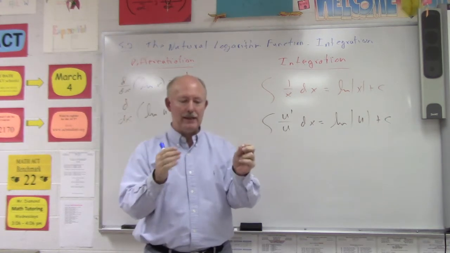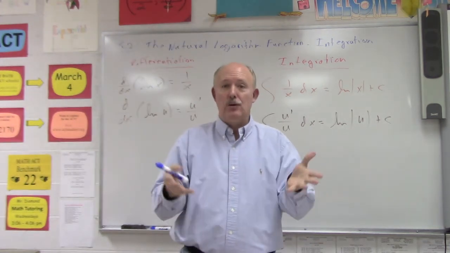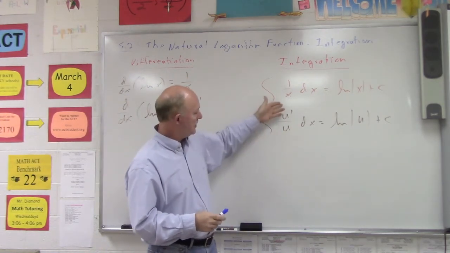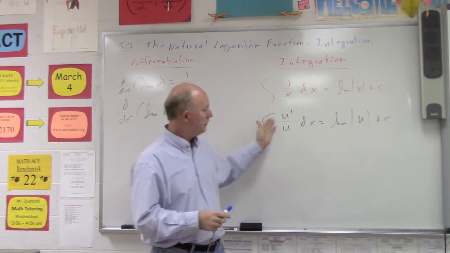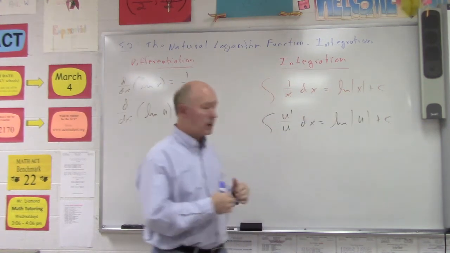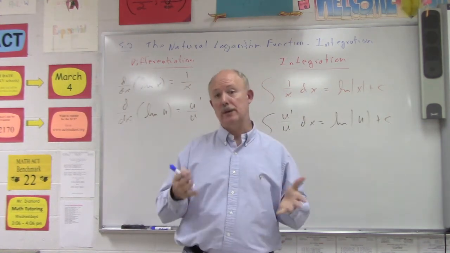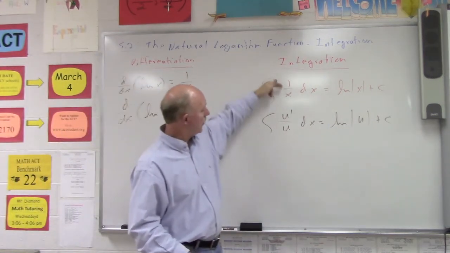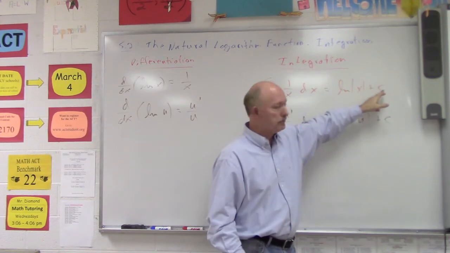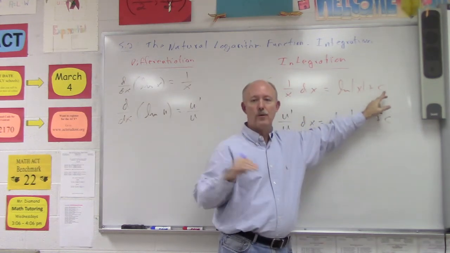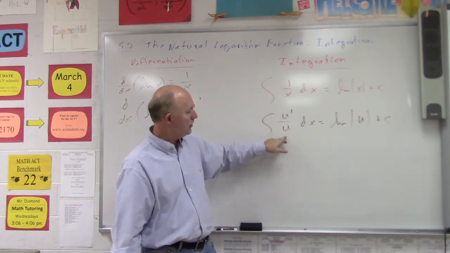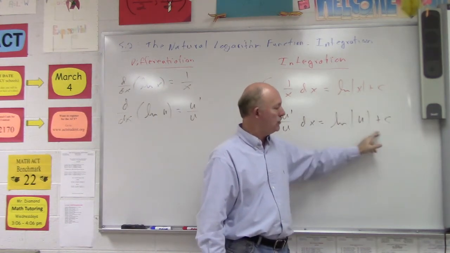So when we evaluate definite integrals, or any kind of integral with these types of fractions that become natural logs, we're going to use a lot of u substitution with this type of problem. Just remember, the antiderivative of 1 over x is natural log absolute value of x plus c. And we'll be using this over and over again in some of our examples. The antiderivative of u prime over u is the natural log absolute value of u plus c.